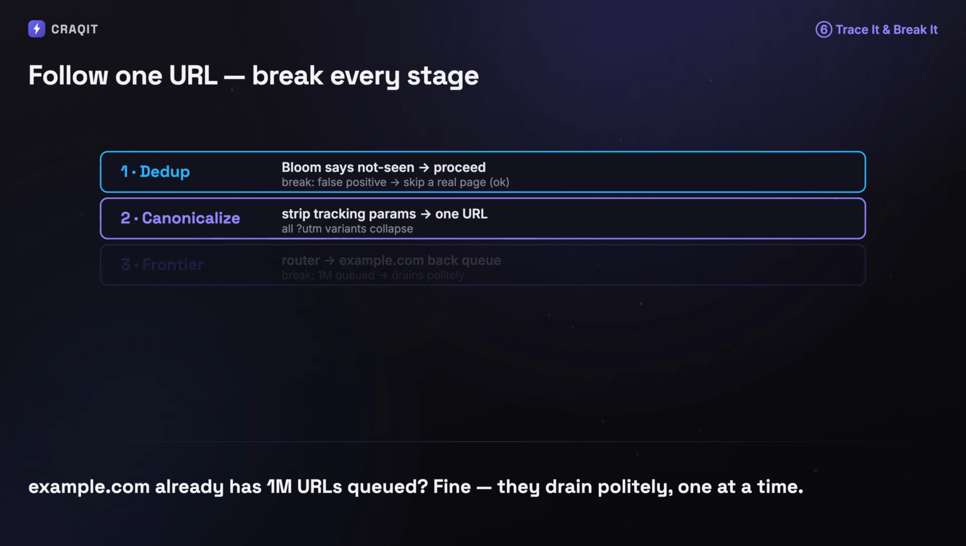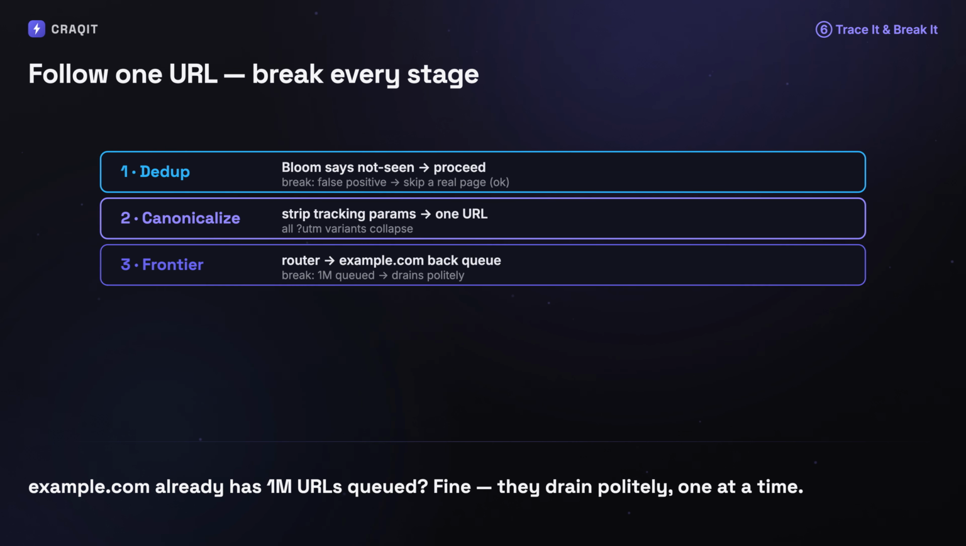Stage 3, the frontier. The prioritizer scores it, and the router drops it into example.com's back queue. Break it. Example.com already has a million URLs queued. Fine, they drain politely one at a time. The flood is contained to that one back queue.